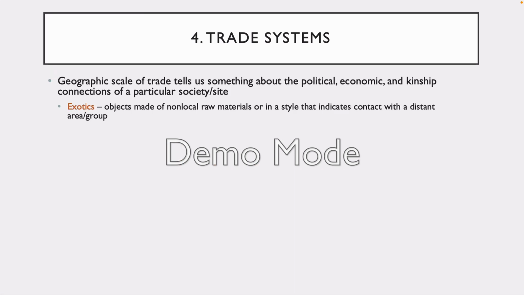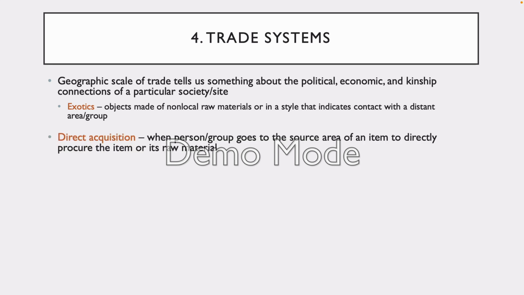Lastly, our trade systems. What we attempt to do in these cases is establish the geographic scale over which trade would have occurred, and this helps us to get a better understanding of the political, economic, and kinship connections of a particular society with its neighbors. We tend to do this using exotics, as we call them, so objects that are made of non-local raw materials or in a style that indicates they may have come from somewhere else. There are two main ways that we interpret that humans in the past acquired these types of objects.